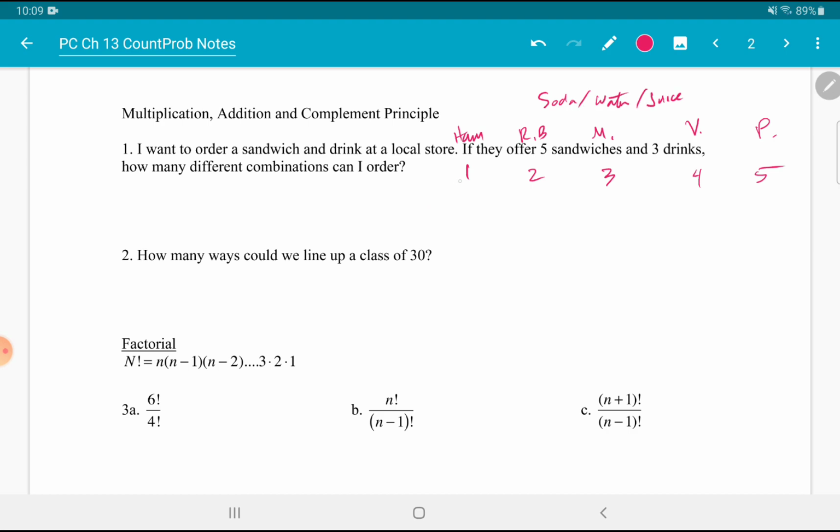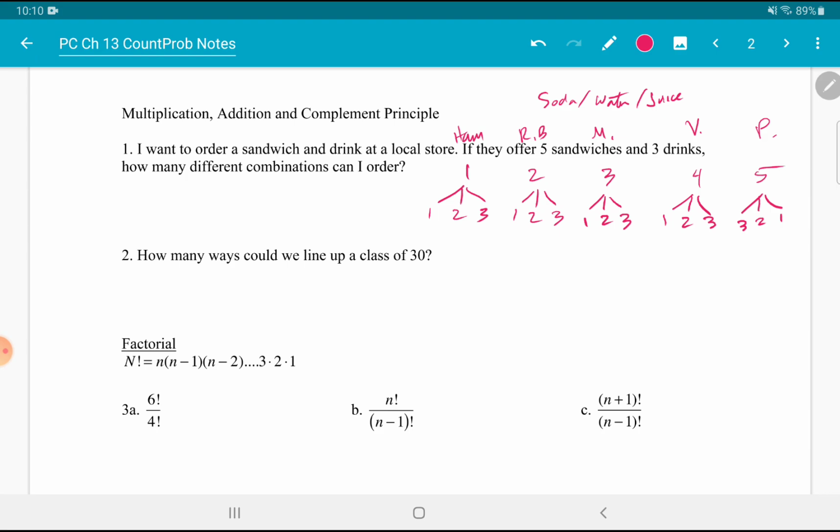So with each of the different types of sandwiches, we're going to create a tree diagram saying we have the 3 options: soda, water, juice. Soda, water, juice. Soda, water, juice. Soda, water, juice, and so on and so on. Oops, I wrote that the wrong way.